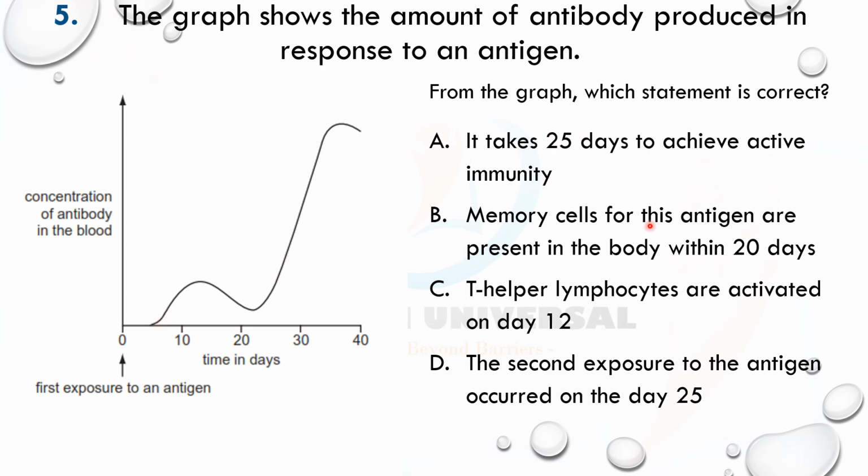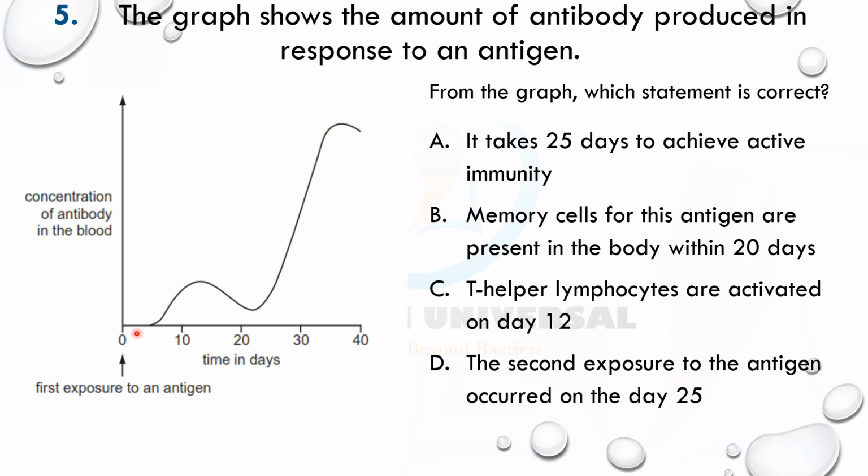B says memory cells for this antigen are present in the body within 20 days. Yes, within 20 days, because by 20 days antibodies have been produced, so they are present. Memory cells are formed after immune response. Primary immune response produces memory cells. This shows primary immune response, and this side is secondary immune response. Can you see? The secondary immune response is rapid and a large concentration of antibodies is produced.